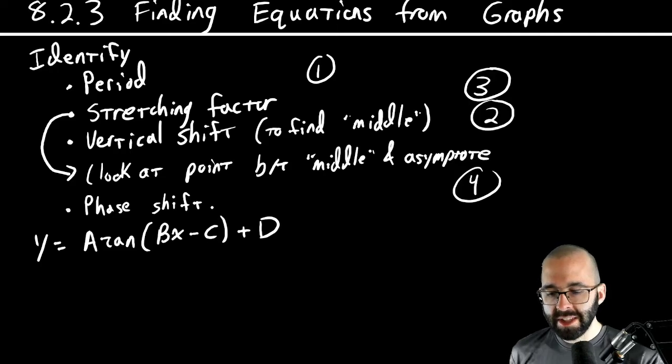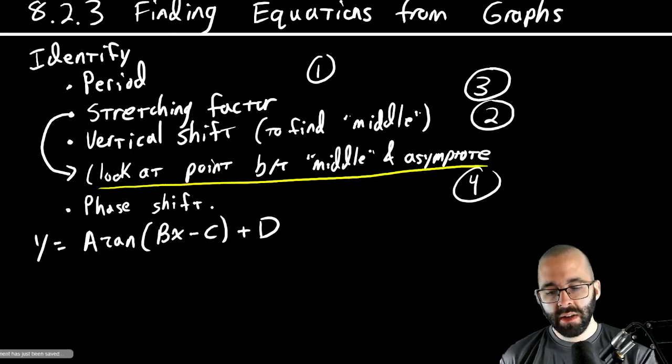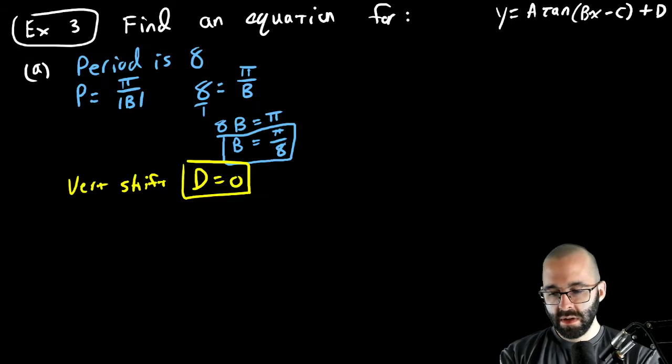Step 3, let's look for the stretching factor. And for the stretching factor, we really want to look at the point between the middle and the asymptote. All right, so let's look for stretching factor next.